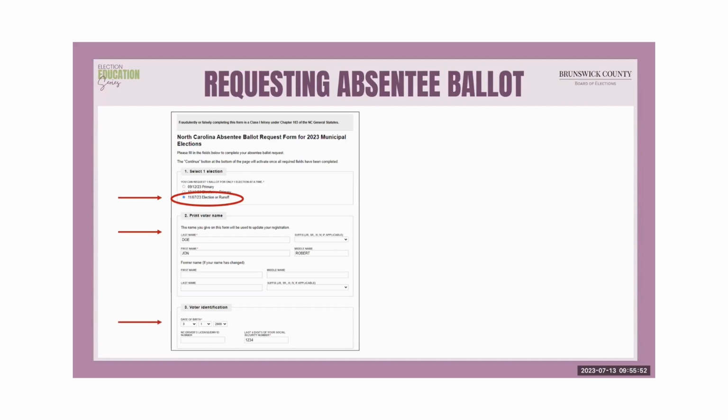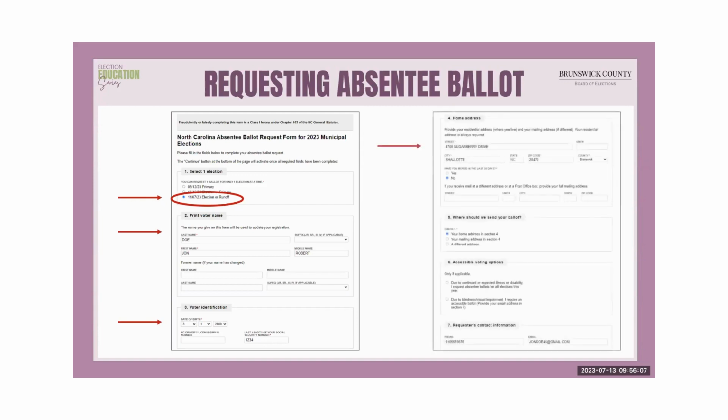Section 3 requires date of birth and either the state DMV driver's license or state ID number, or the last 4 of the voter's social security number. The form may auto-populate with the information from the voter's registration record.